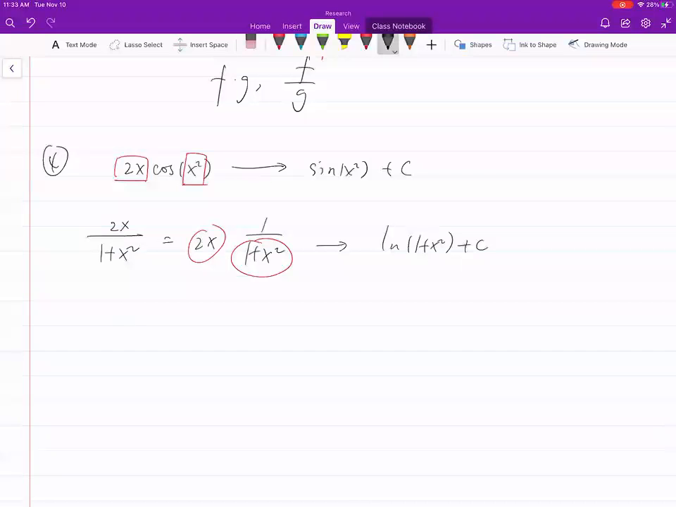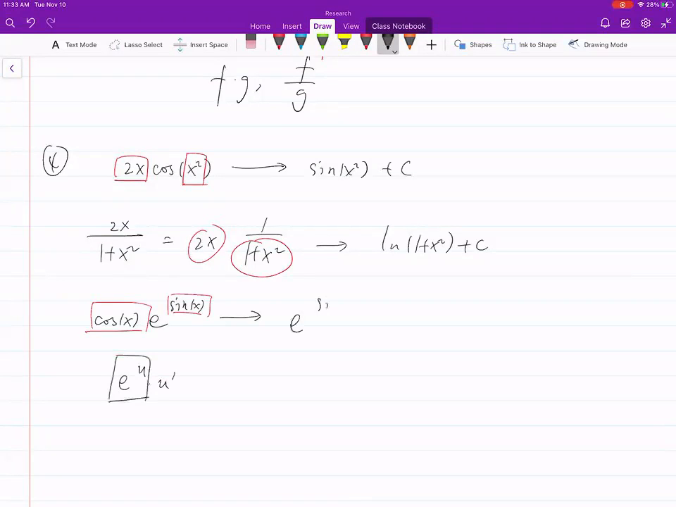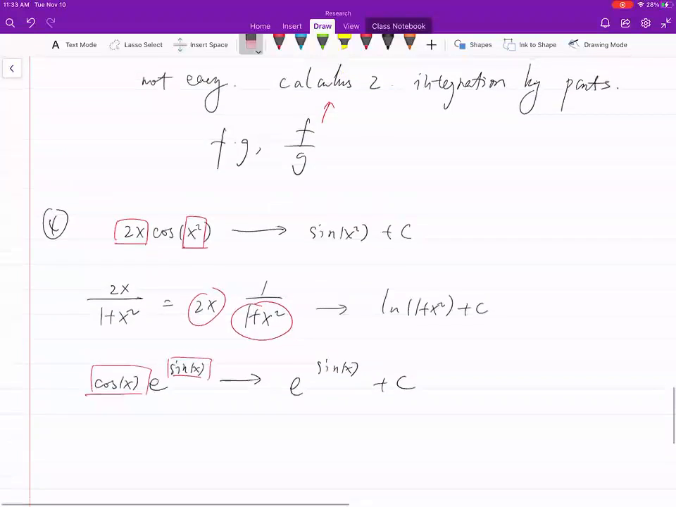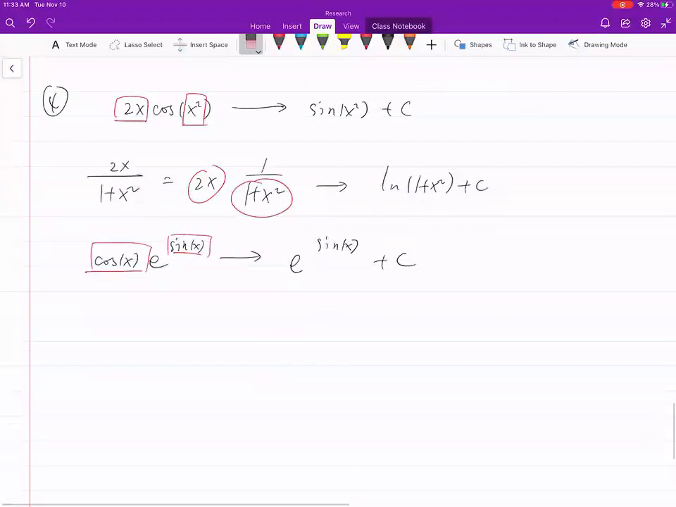Cosine, e to the sin x. You see, this is the derivative of this. So what you're looking at is e to something times something prime. Okay? And your focus should be on e to something. So this is e to the sin x. Does everything make sense so far?